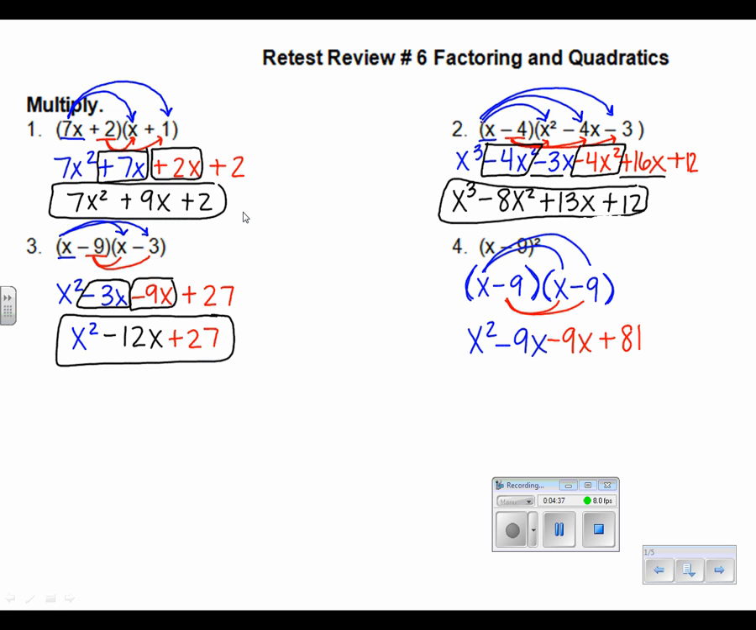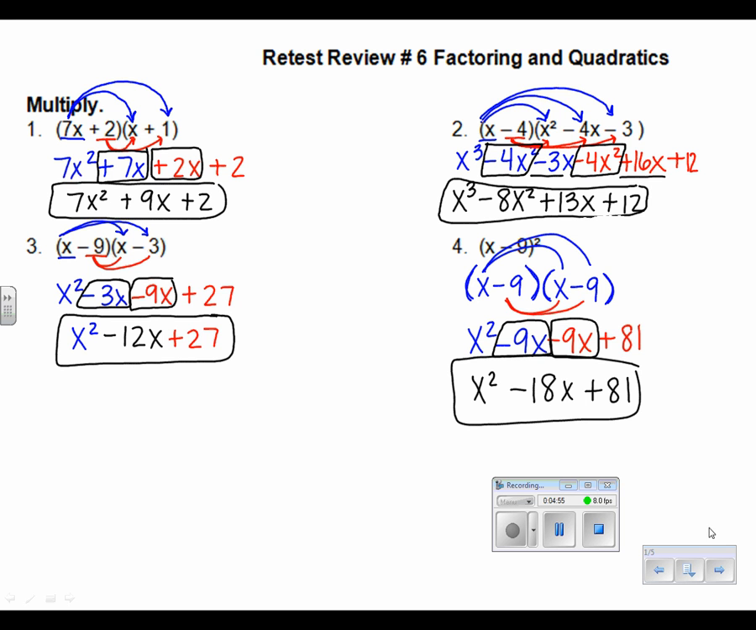And hopefully you're starting to see a pattern. I distribute, and now I combine like terms. I have negative 9x minus 9x, so when I combine them, I get negative 18x. And here's my final answer.